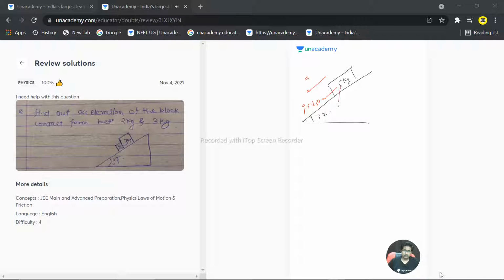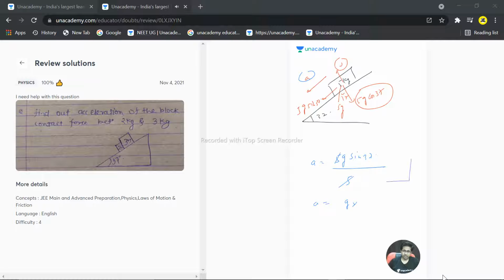This is 5g. Oh, sorry. This is 5g sine 37. And this is 37 as well. So this becomes 5g cos 37. And this is normal. So normal balance is what? Normal balance is this 5g cos 37. And the acceleration is 5g sine 37. A is equal to force by mass. Mass is 5. So the value of acceleration is g sine 37.